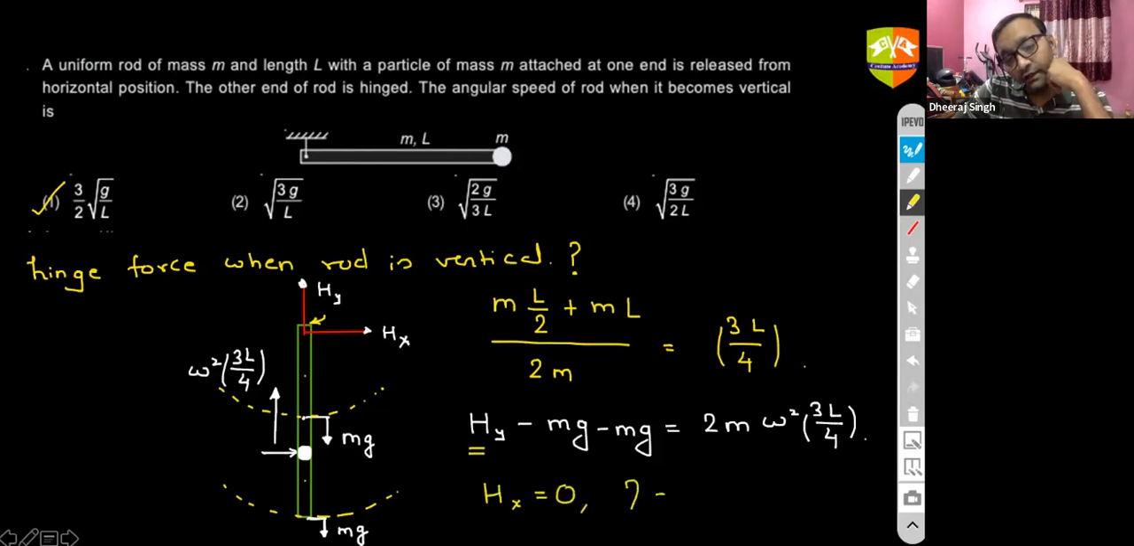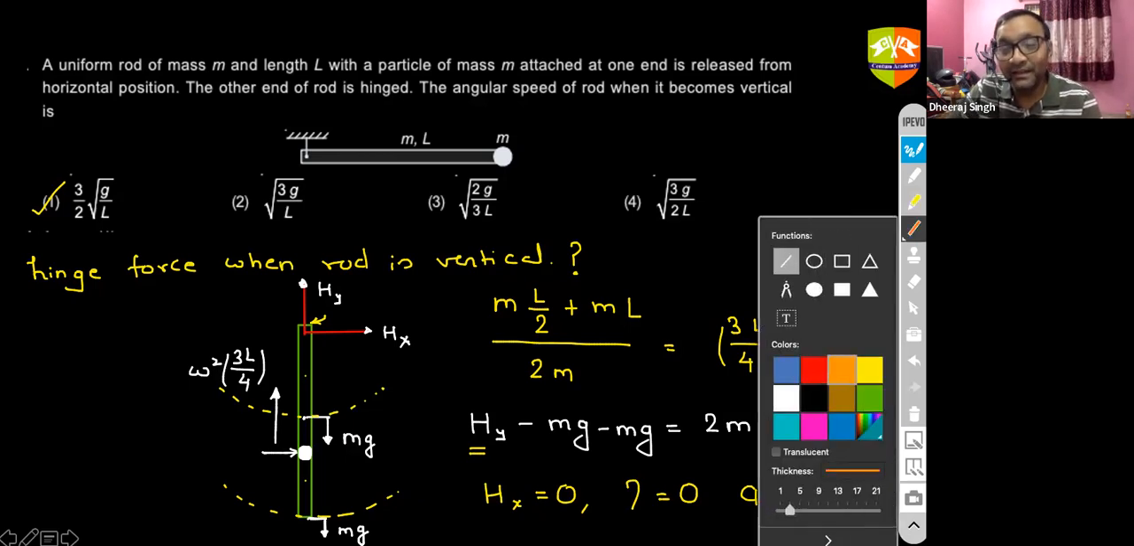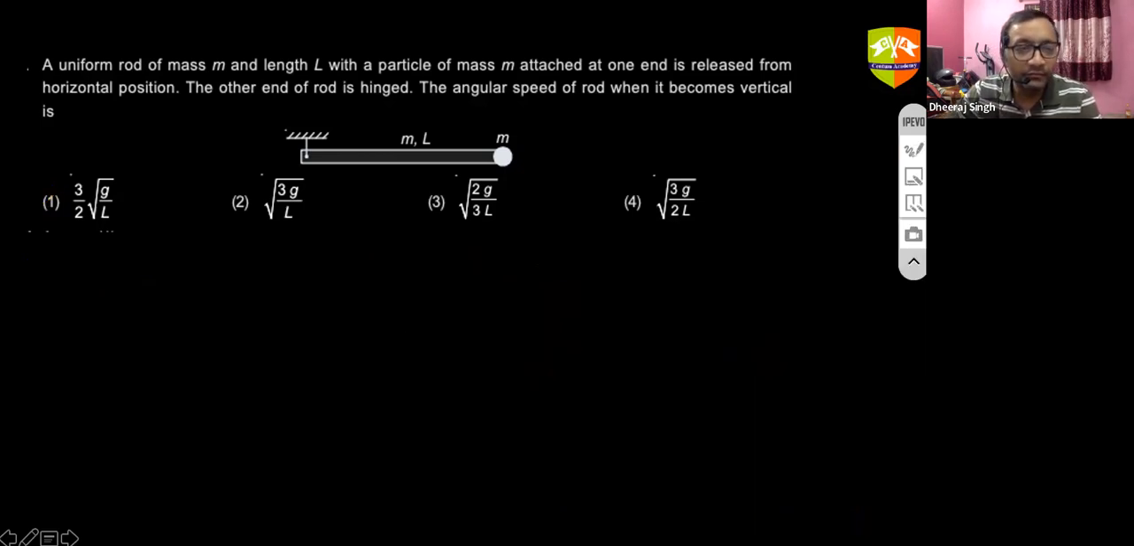As torque is zero, the tangential acceleration, which is alpha into r of center of mass, is also zero. I told you something a little bit more than what the question is asking, because the same question will not come in the exam, right? Something like this comes. I have seen people ignoring the centripetal acceleration as if it doesn't exist. But remember, it is rotational motion. Everywhere there will be centripetal acceleration. Everything is rotating. Don't forget.